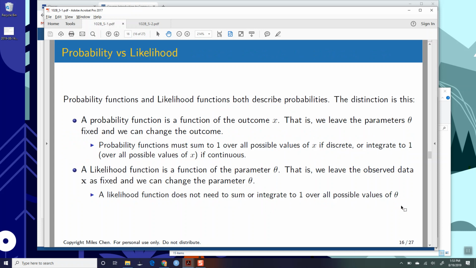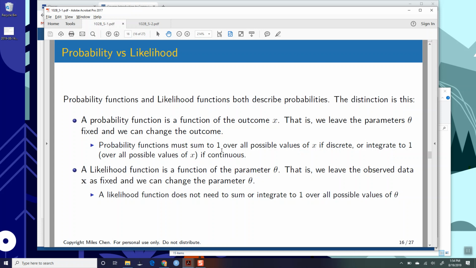This is the difference between a probability function and a likelihood function. Probability functions and likelihood functions both describe probabilities. Here's the distinction. A probability function is a function of the outcome x. You can plug in a different x, and it will tell you the probability of that outcome. So you can ask, what's the probability that I get heads, or tails, plugging in the different possible outcomes. And the rule is that the probability function has to sum or integrate to 1 over all possible values of x. You think of every possible outcome, and all of those have to sum or integrate to 1.